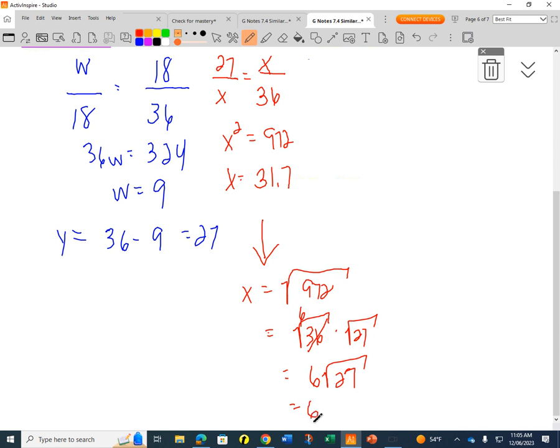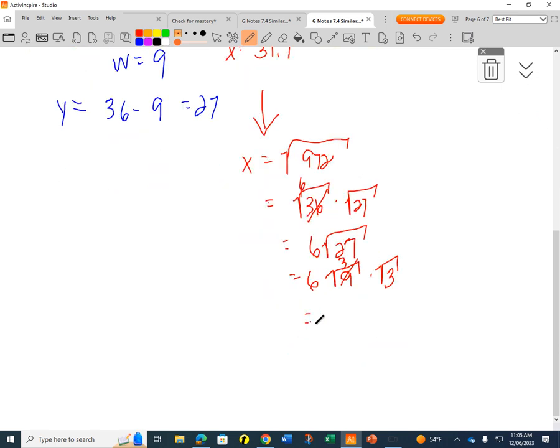So that'd be 6 times the square root of 9 times the square root of 3. And so that would be 3. So 6 times 3 is 18 square roots of 3. So this is the exact answer, which you do not have to give unless I tell you you have to, or the directions ask you specifically for the exact answer.